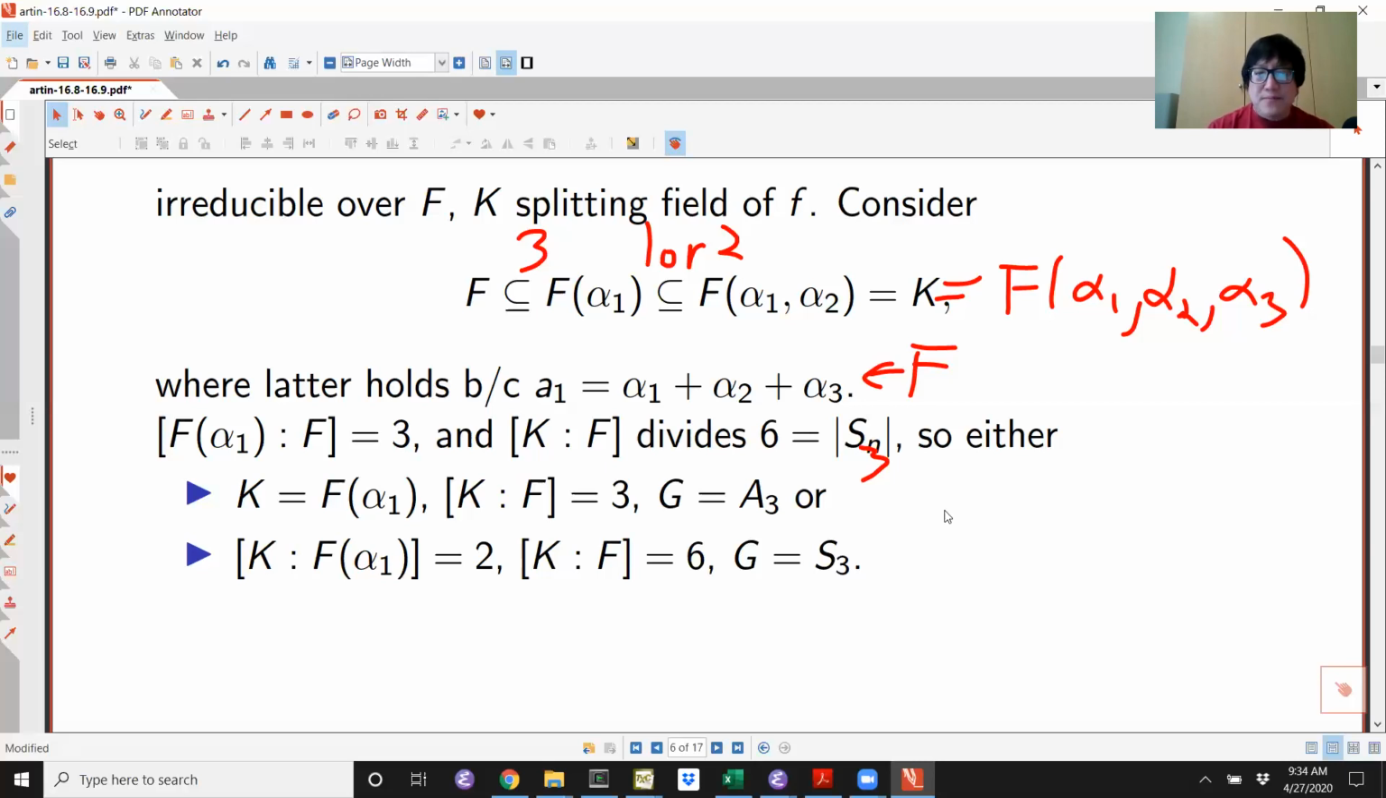Okay, so any other questions about getting down to 2 suspects for cubics?